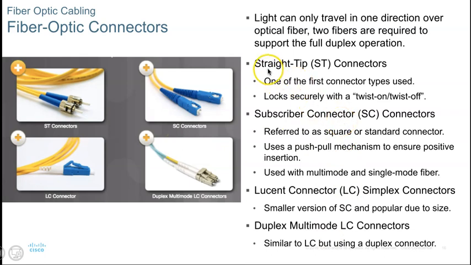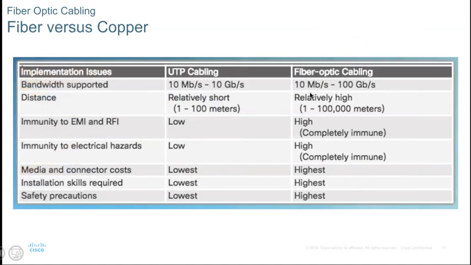For instance, there is something known as straight tip ST connectors. We have subscriber connectors. We have LC connectors, and we have duplex multi-mode LC connectors. So we're talking about the connectors over here. With fiber optics, as you're going to see, always two cables are being used. One cable is used to send, and another cable is used to receive the signals.